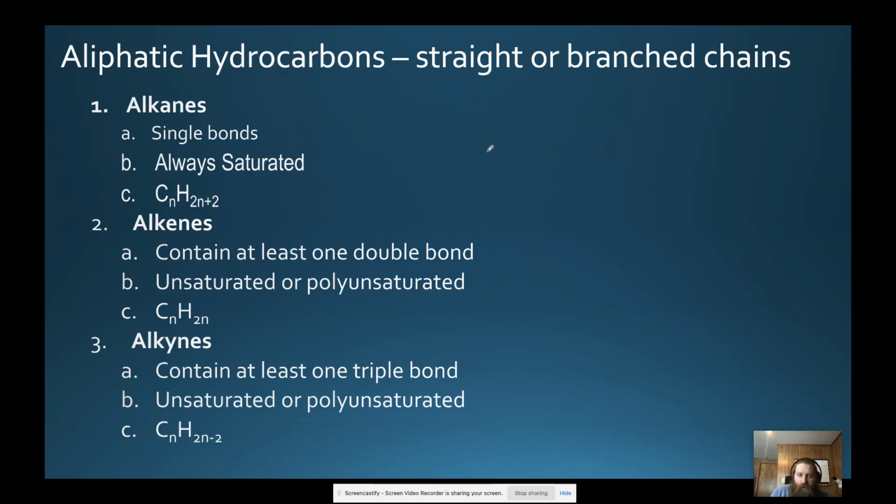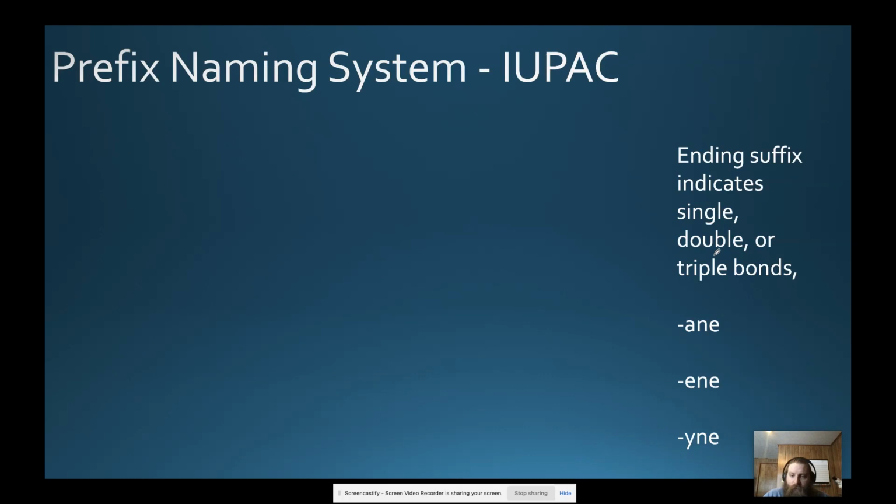So let's look at this thing again. We have 1, 2, 3, 4. So this would be butane. Again, ane at the end. All right. So let's talk about how we name this stuff with the IUPAC system. The International Union of Pure and Applied Chemistry is what IUPAC stands for.